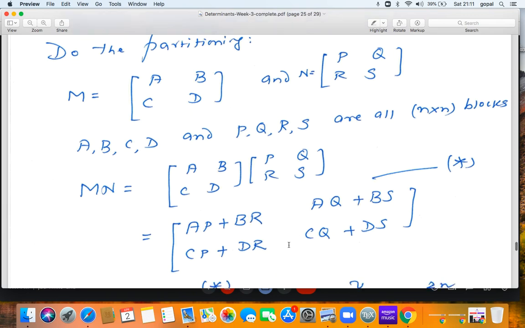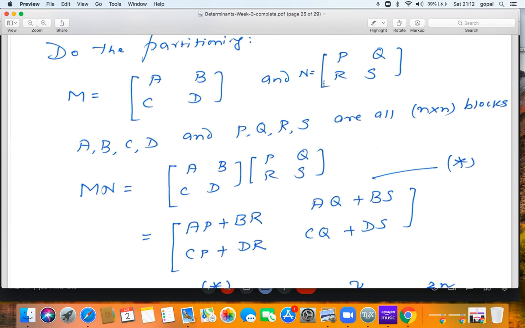Now you will object. You will say that A, B, C, D are not real numbers, so this kind of multiplication needs justification. In other words, I just do a formal multiplication of 2 by 2 matrices, and I get star, and I claim that AP plus BR, which is an n cross n matrix, AQ plus BS is an n cross n matrix, and so on. So this is a 2n cross 2n matrix, and it is exactly going to be the product of M and N, the product that we were trying to compute.